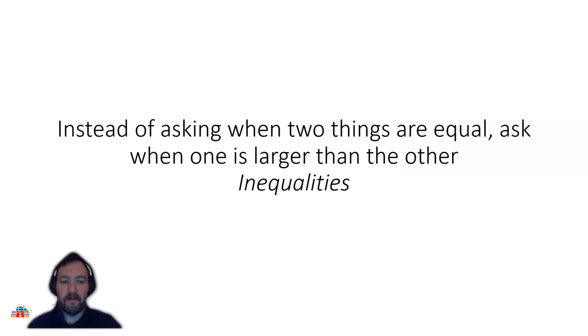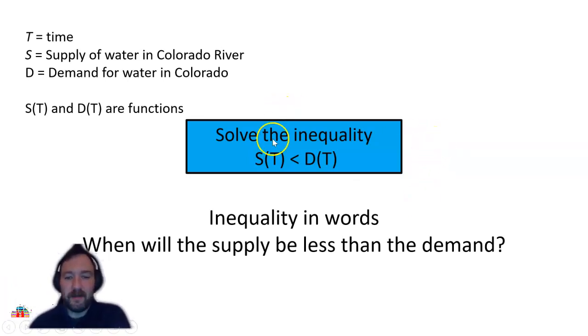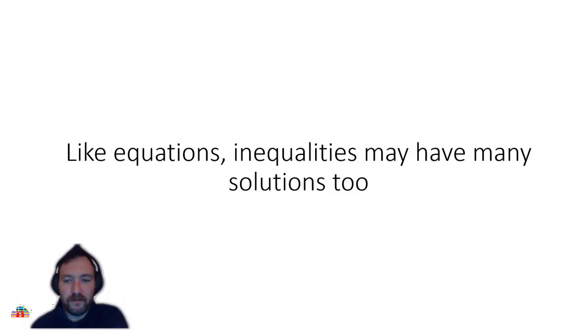Okay. My last little comment here is that instead of asking when two things are exactly equal, you could also ask when one is larger than the other, and that's what's meant by inequality, right? Because they're now not equal, they're unequal, I guess, inequality. Okay, so that same example here, S of T, you might ask, when is the supply less than the demand? Or in other words, at what time T is the supply less than the demand? Because that's something you would really care about, right? The supply being less than the demand means there's not enough water for the people in Colorado. And like equations, inequalities may have many solutions.